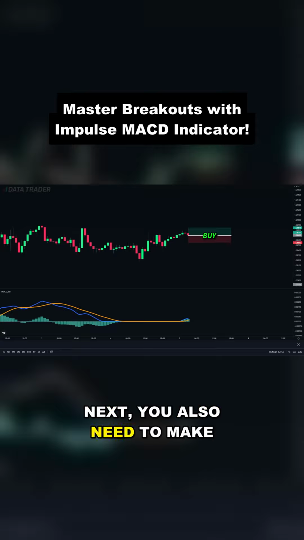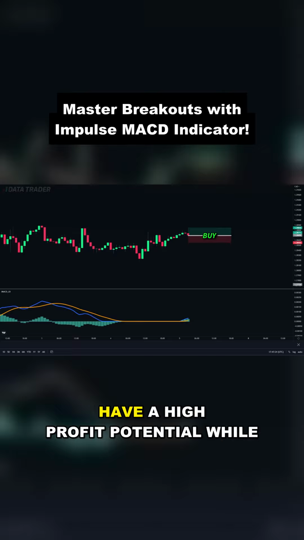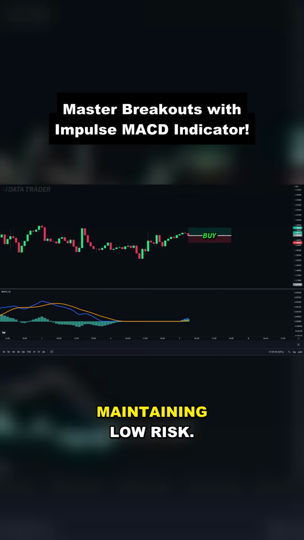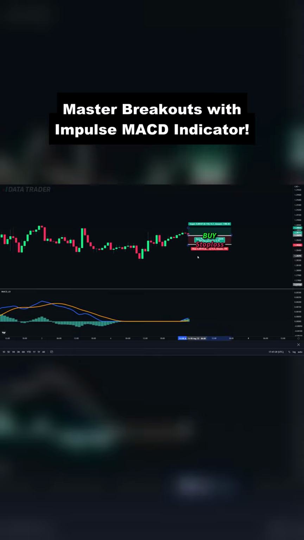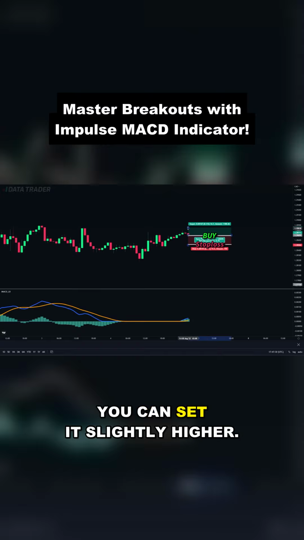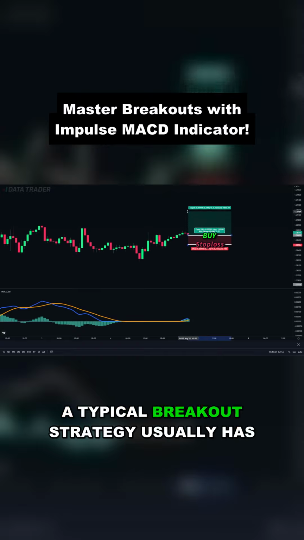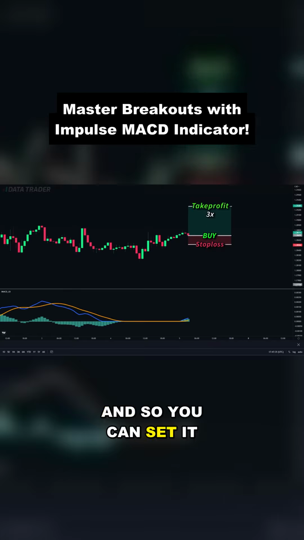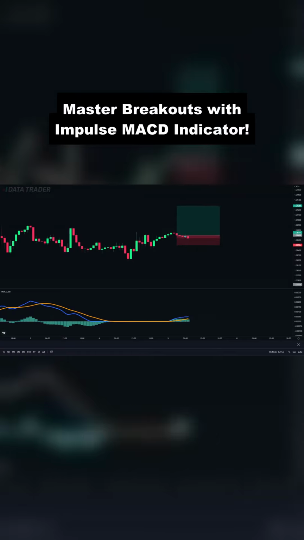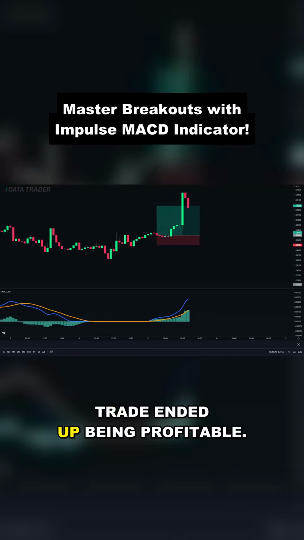Next, you also need to make sure that your risk management is on point. Now, because this is a breakout strategy, it means that it can have a high profit potential while maintaining low risk. Which is why for your stop loss, you can set it just slightly below your entry position right here. And as for your profit target, you can set it slightly higher. A typical breakout strategy usually has around a 3-to-1 risk ratio, and so you can set it at 3 times the length of your stop loss. And as you can see, this trade ended up being profitable.